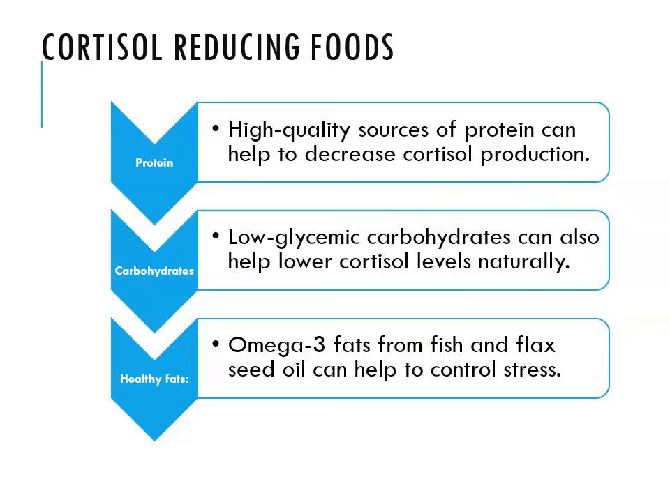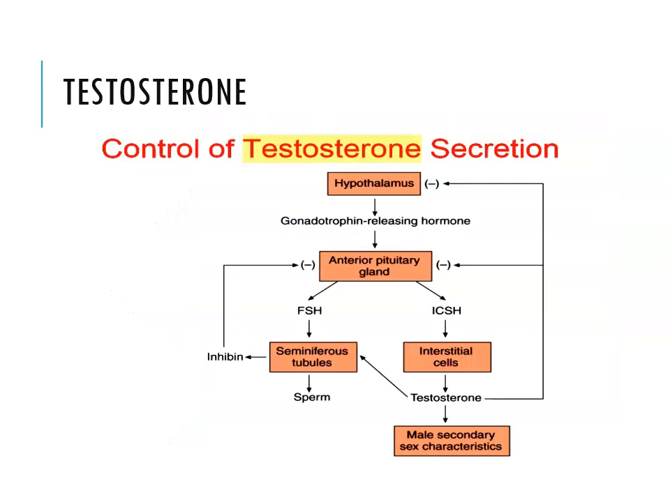Consumption of high quality protein will help to decrease the cortisol production, and consumption of low glycemic carbohydrates immediately after the exercise also will be helpful to reduce the cortisol levels. On the other hand, omega-3 fats from fish and flaxseed oil also can help to control cortisol surge.